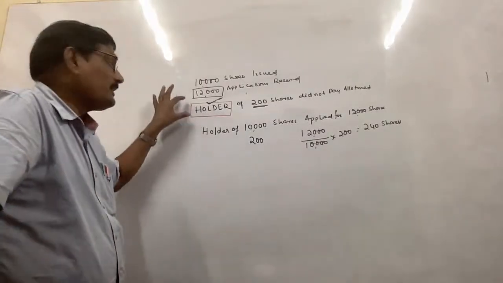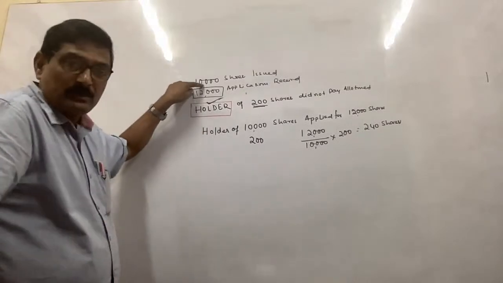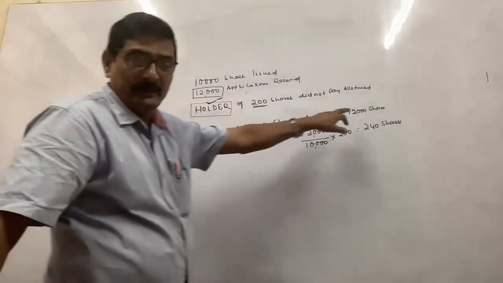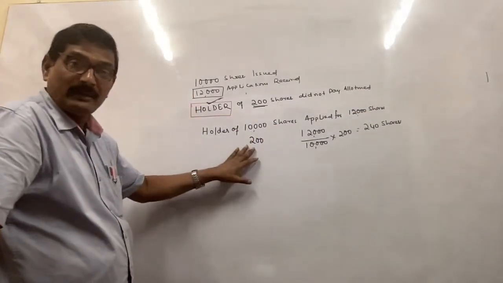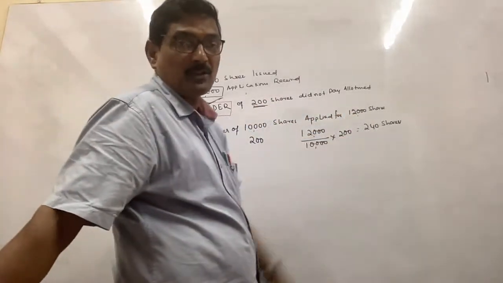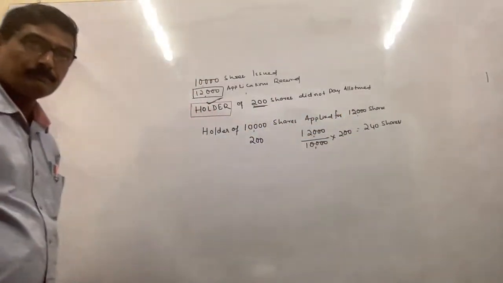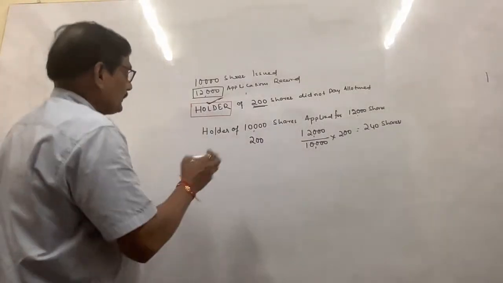If holder is given, start from the holder. Now you see, holder of 10,000 shares, they've applied for 12,000 shares. So holder of 200 shares, unitary method. Holder of 200 shares, they must have applied for 240 shares. Right? Now how to work out?